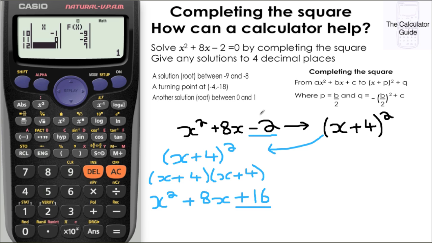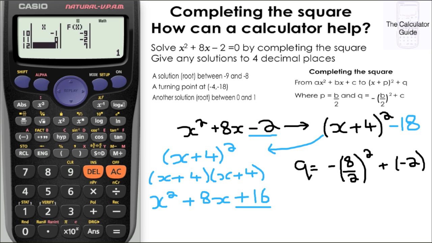What we need to do is make some sort of adjustment in order to make that correct. This square bracket on its own is not correct. That will give us x squared plus 8x plus 16. So to get from 16 to minus 2, we need to take away 18. Yes, 16 minus 18 gives us minus 2. And that is essentially our q value that we discussed earlier.